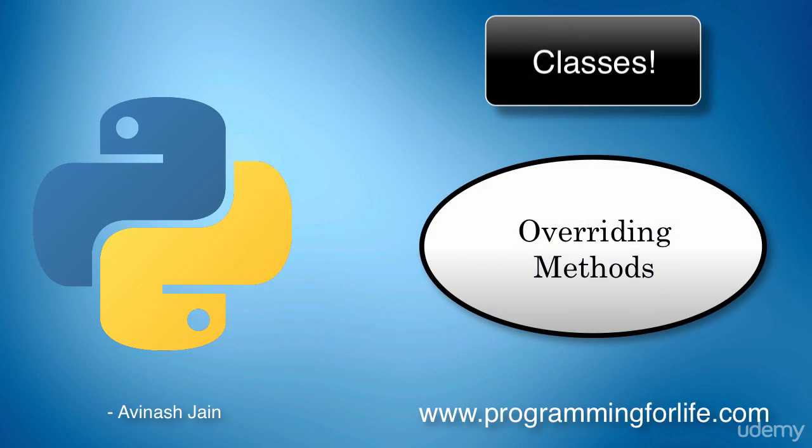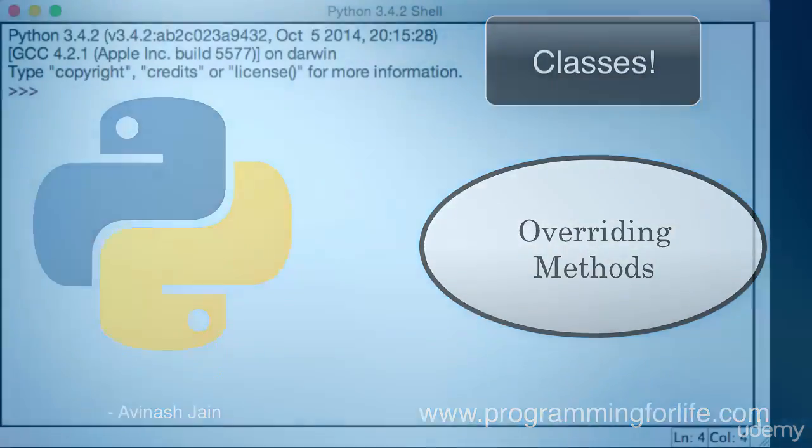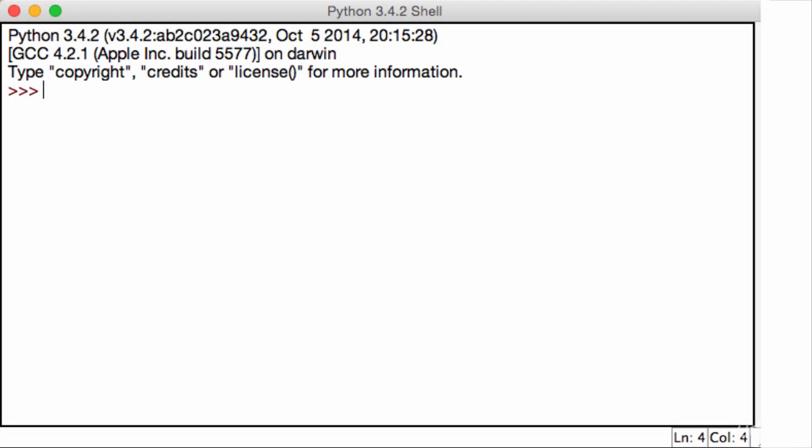Alright, so hopefully this is going to be the last lecture in our series of object-oriented programming. And by now you should have gotten a pretty good sense of how classes work, how child classes work, how functions and attributes of classes work, stuff like that. So now, lastly, I just want to talk about overriding methods.